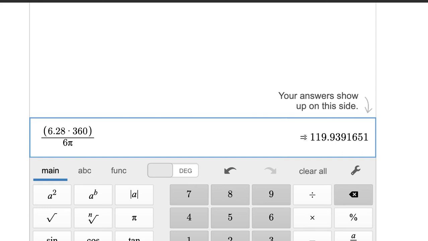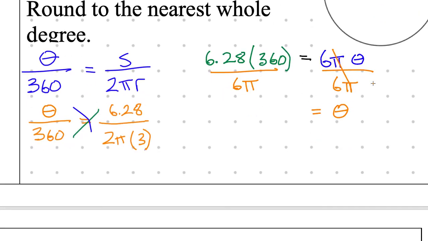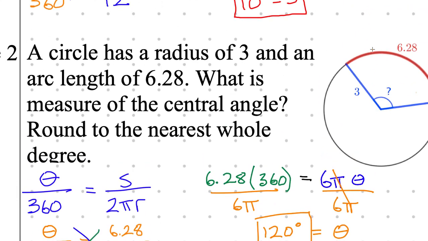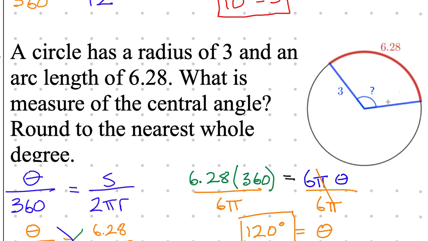So my final volunteer for today's notes. Can someone round this number to the nearest whole degree? Sergio. 120. There it is. That's the final answer. Box it. 120 is the central angle. And that looks about right? This would have been 90 degrees, and then that looks about 30 degrees. 30 plus 90 is 120. So we always check to make sure it looks good.